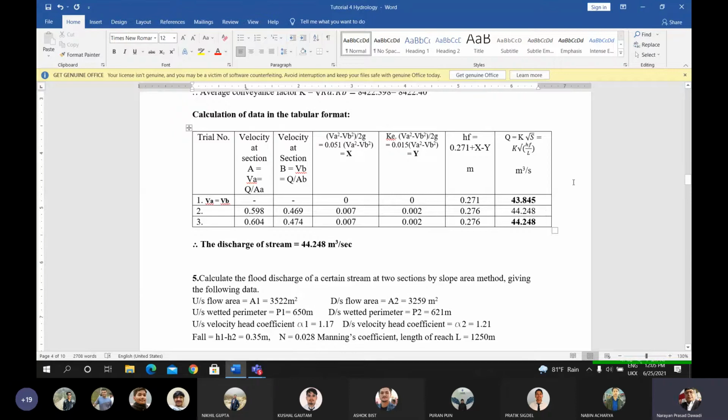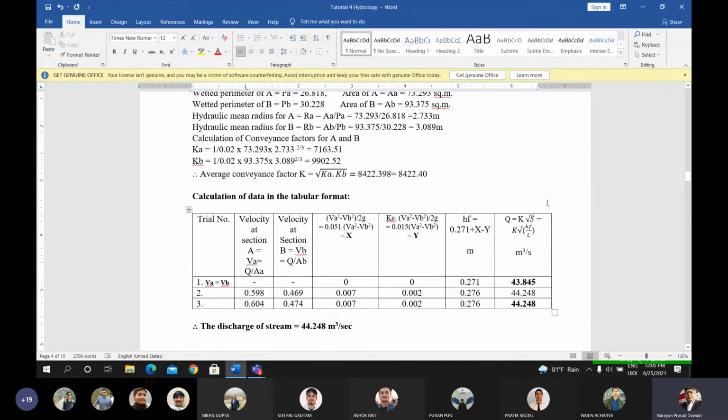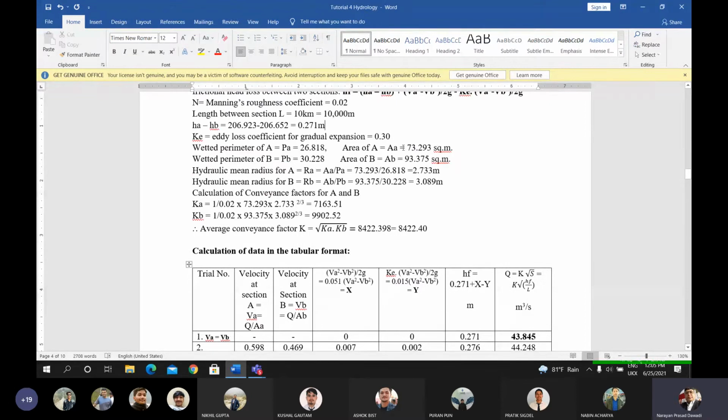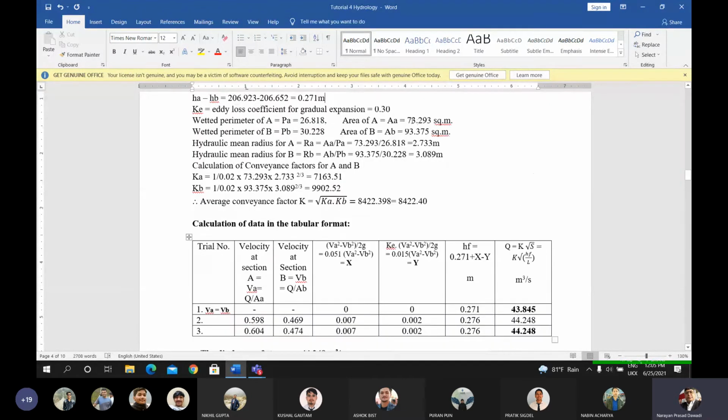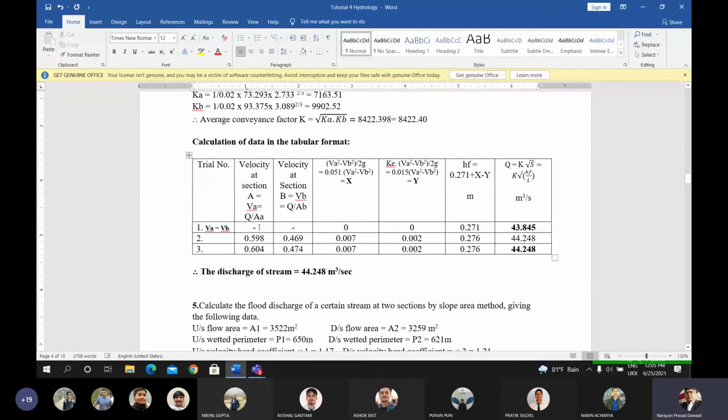Now, with this known discharge, find the velocity at section A. This discharge is divided by the sectional area of A, which is 73.293. Q by A, where Q is calculated here, gives the velocity for the second trial. The velocity will be 0.598 meter per second for A.